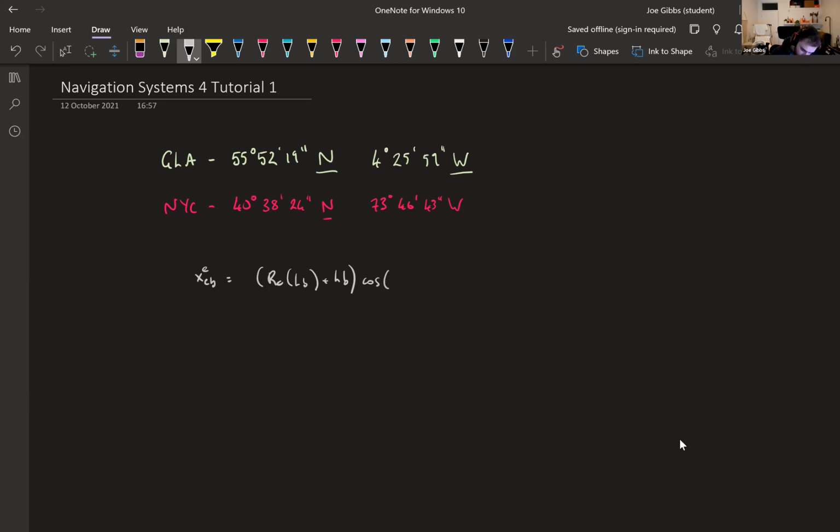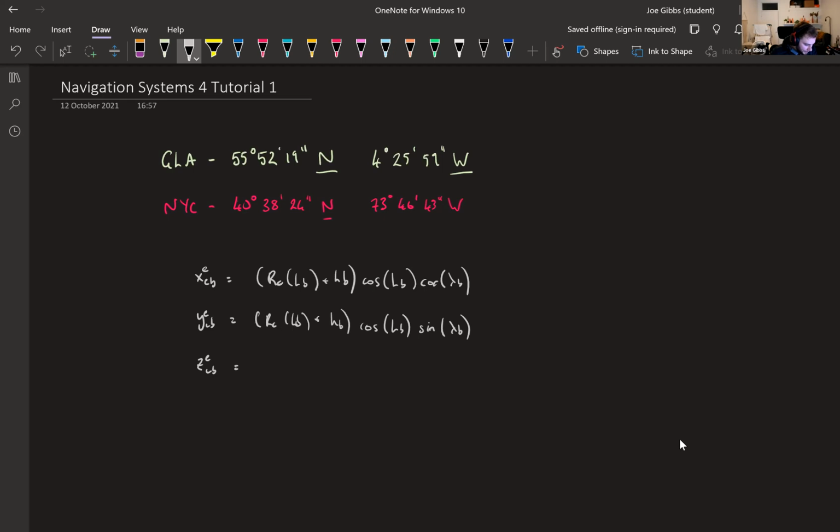Cos, latitude, cos, longitude. Okay, and the same for Y and Z coordinates. So X and Y are fairly similar in terms of their equations. Z changes a little bit. And then same cos and then sine. Okay, make sure that's clear enough for everybody.